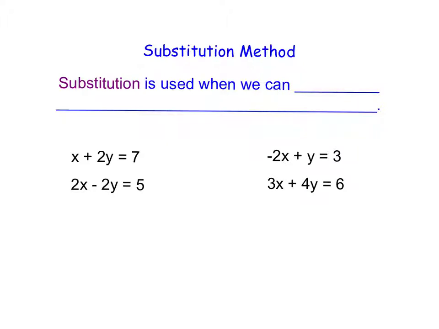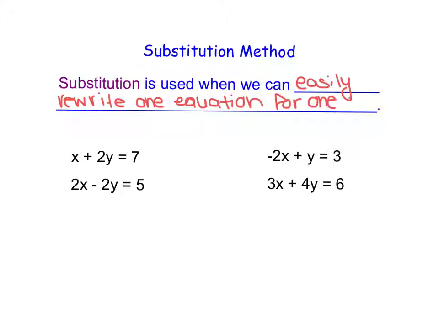The substitution strategy is an algebraic method that is used to solve a system of linear equations. It's typically used when we can easily rewrite one equation for one variable alone. And typically this means that we can do it in one single step.